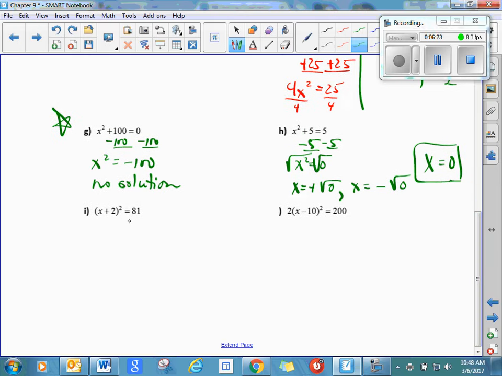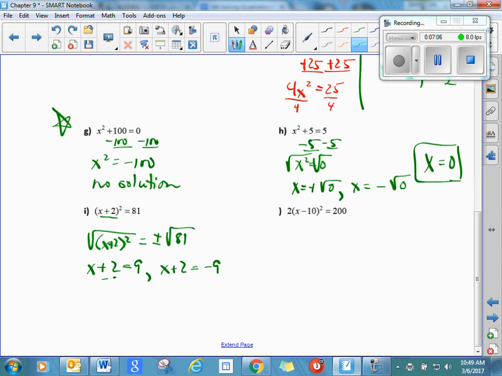So here we go. This one looks a little bit different, but it really is not, because the term that's squared is inside the grouping symbol. You can treat this just like it was a single squared term. The squared term is isolated, that's nice. I'm going to take the square root of (x plus 2) squared, and I'm going to do plus and minus the square root of 81. The square root of (x plus 2) squared is x plus 2, because x plus 2 times x plus 2 is (x plus 2) squared. So that is going to equal plus 9, and that is going to equal minus 9.